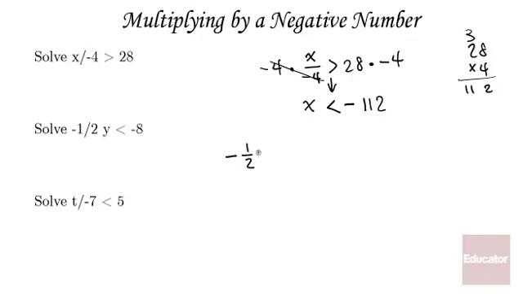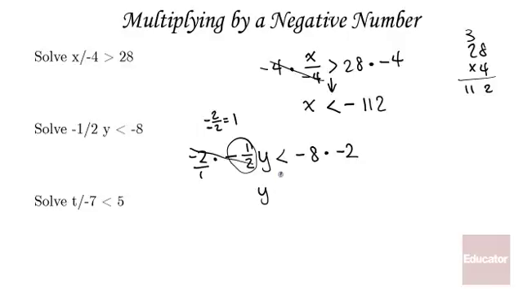Let's try negative a half y is less than negative 8. So here, we're going to multiply by the reciprocal, which is going to be negative 2. These are going to cancel because that becomes negative 2 over 2, which is a positive 1. So that's why those cancel out if you were to put that over a 1. So you've isolated y. Remember that your inequality symbol must flip around, and negative times a negative is a positive. 8 times 2 is 16.